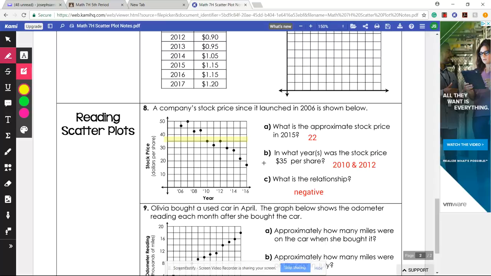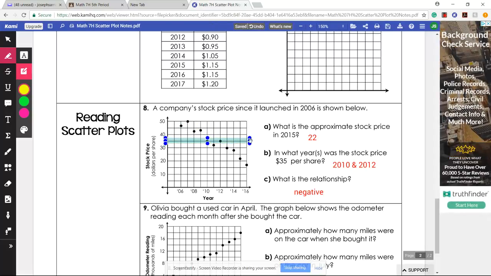So we are going to go ahead and answer these questions over here based on the scatter plot that we observe. Okay, so what is the approximate stock price in 2015? Well, if I go to 2015, this is 20, so this looks like it's about $22 in stock price. Letter B, what years was the stock price $35 per share? Well, I went ahead and highlighted the $35 per share line so I could figure out which years fell on that line. And as you can see, it looks like the year 2010 fell on that line and 2012 fell on that line.